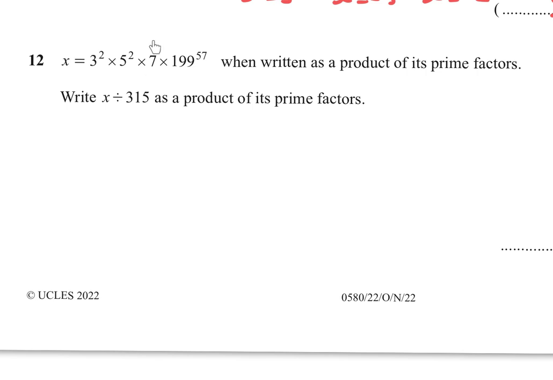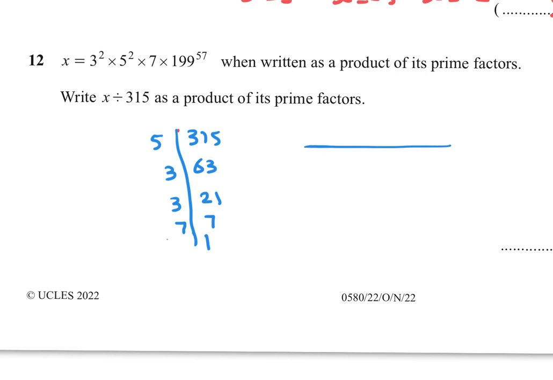Number 12, x equals 3 to the power 2 times 5 to the power 2 times 7 times 199 to the power 57, written as a product of its prime factors. Write x divided by 315 as a product of its prime factors. We need to factorize 315 first to simplify with x. So 315 divided by 5 is 63, divided by 3 is 21, divided by 3 is 7, divided by 7 is 1. Now when we divide x, which is 3 squared times 5 squared times 7 times 199 to the power 57, by 315, which is 5 times 3 squared times 7.